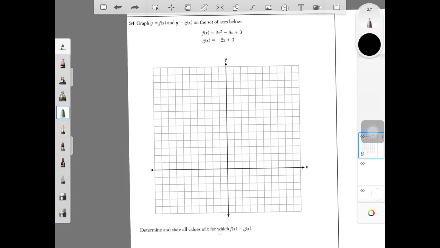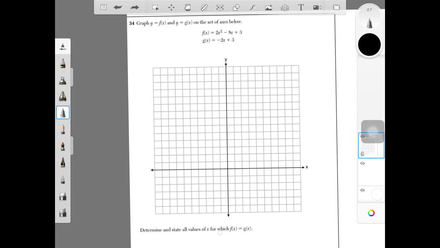Hi, so I'm going to remind you how to find the solution of a system with a quadratic and a linear equation. As you may remember, there are two ways to find the solution. You can graph both equations and find the point of intersection, or you can just solve it algebraically. I'm going to walk you through both ways in this video.